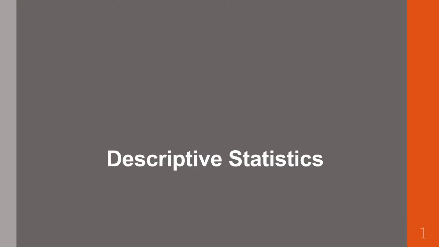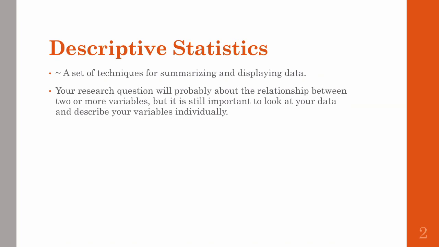Hey everyone, in this video we'll go over some different types of descriptive statistics and how to calculate them. So descriptive statistics are a set of techniques for summarizing and displaying data. Most of the time your research project will want to test something specific about a relationship between two variables or the effect of X on Y, but it's still important to describe and visualize your data, and every research paper lists out descriptive stats.